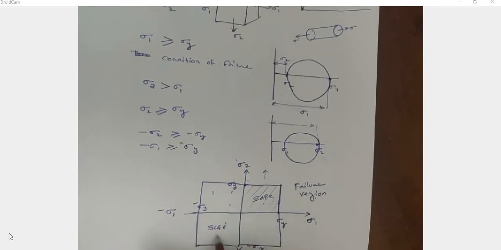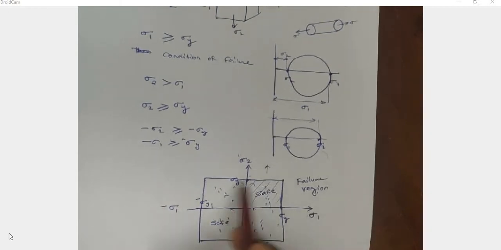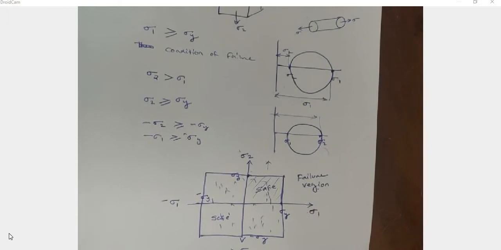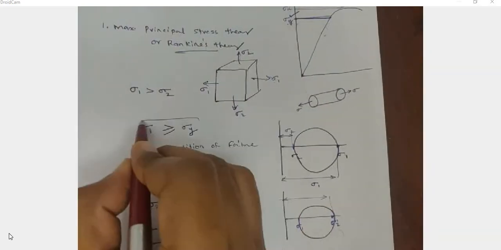So all these are inside this rectangle, it is a safe region. Outside the rectangle, it is a failure region under theories of failure. So these are the conditions for the theories of failure.